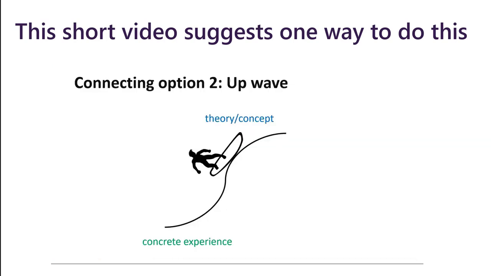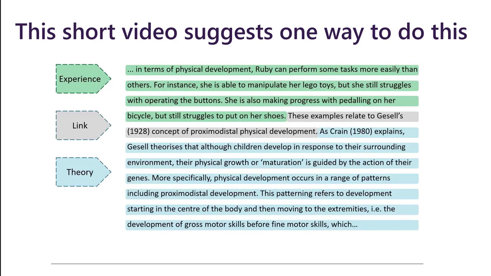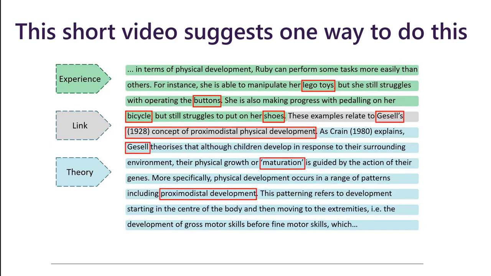Another option is to start with concrete experience and then shift up to theory. Here the example of Ruby trying to put on her shoes is related to the concept of maturation. The concrete experiences from the child's physical development come first. These are then linked to theory. Again, there is a clear match between the examples and the theory.